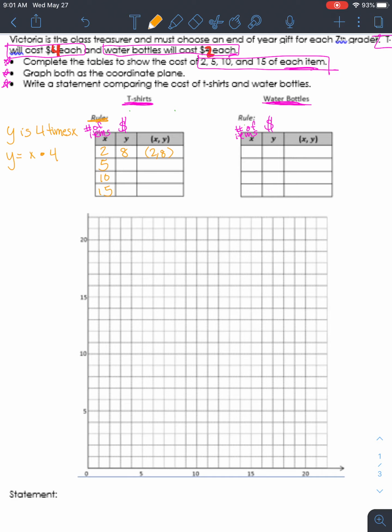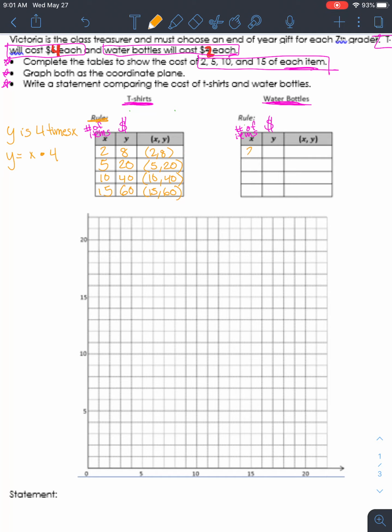5 t-shirts times my $4 would give me 20. 10 times 4 would give me 40. And 15 times 4 would give me 60. We now have all of the X and Y values for the t-shirts. Let's move on to the water bottles.